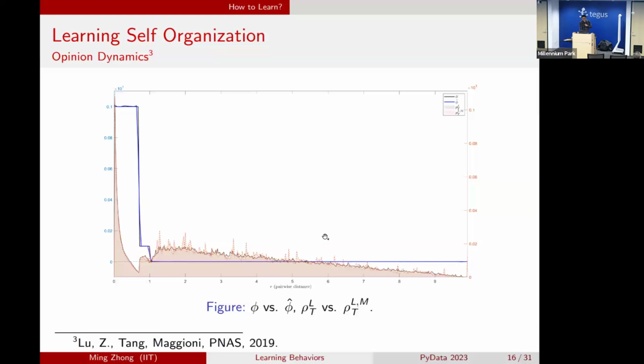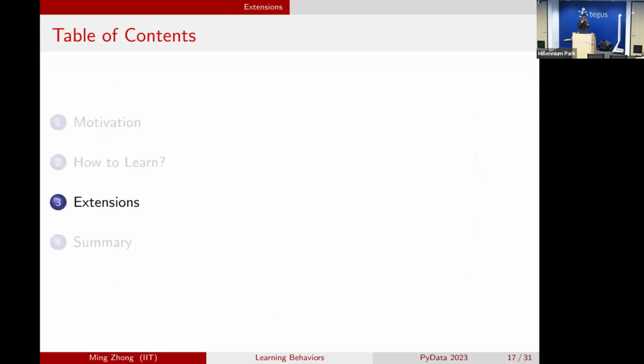Here's a comparison of the true interaction kernel versus what we actually learn. We do not let the code know that the kernel is compactly supported. We don't let the program know that the kernel is discontinuous. This is all learned from the data, which is why the range goes up to 10, because we just learned it from the data.